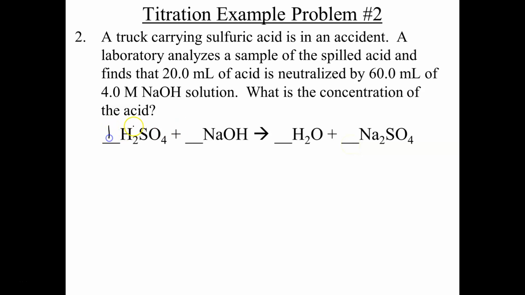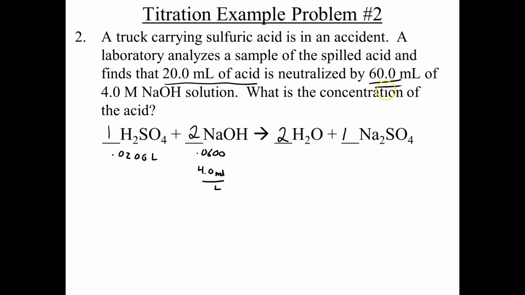Go ahead and balance it. Looks like we need 2 here. Let's see, 1 there, and looks like we need a 2 here. Yeah, that'll work. Okay, so 1, 2, 2, 1 to balance that out. And let's go ahead and put our data here. So we have 20 milliliters of acid. So that's 0.0200 liters. Okay, I have 60.0 milliliters of NaOH. 0.0600. I'm writing it as 0.0600 because 60.0 has 3 sig figs. That needs to be consistent. My molarity is 4.0. So that is 4.0 moles per liter.